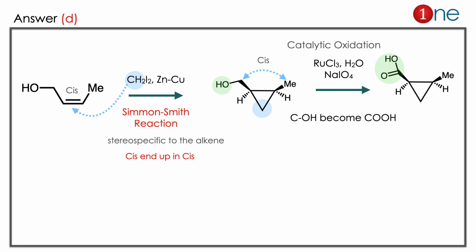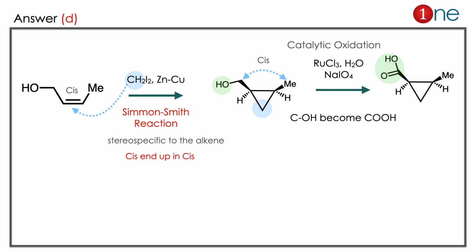Then you are using catalytic oxidation, which is ruthenium chloride and water and sodium iodide. It selectively and vigorously oxidizes the alcohol there. So the OH becomes COOH there. So direct conversion of alcohol into acid here.